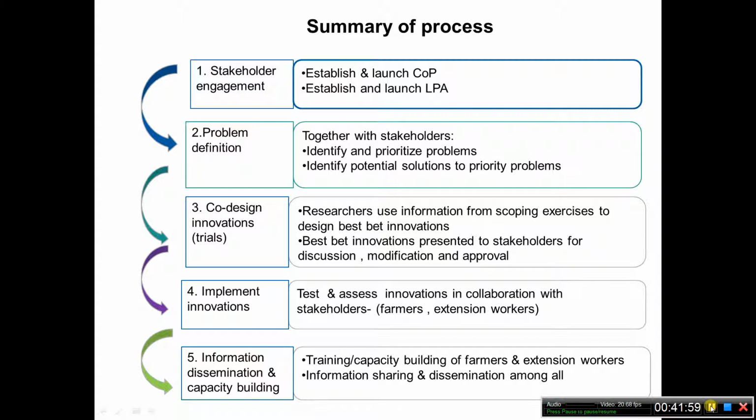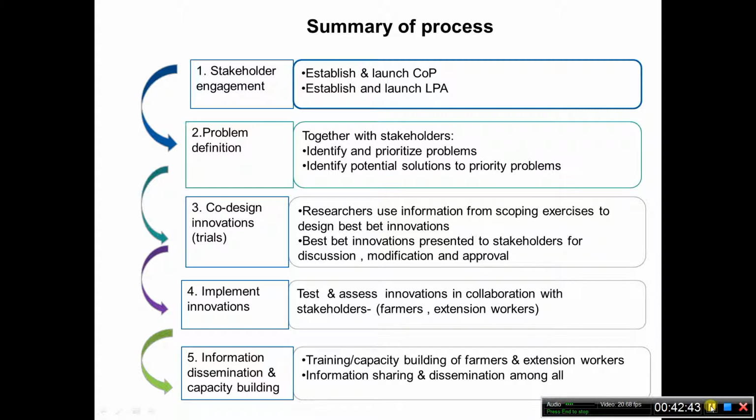In summary, the process of applying the transdisciplinary process involved stakeholder engagement. That was through the establishment and launch of the COP and the LPA. And the next step was problem identification, and this was done together with stakeholders, identifying and prioritizing the problems and identifying potential solutions to those problems. And the next step was the co-design of innovations, or the actual design of the trials. Researchers used information from the scoping exercises or the interaction with the COP and LPA to design best bet innovations, and these were presented to stakeholders for discussion, modification, and approval.